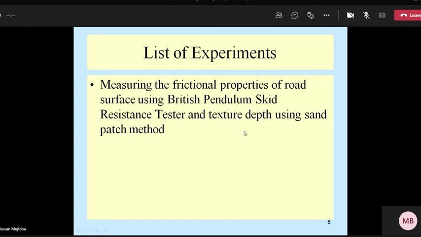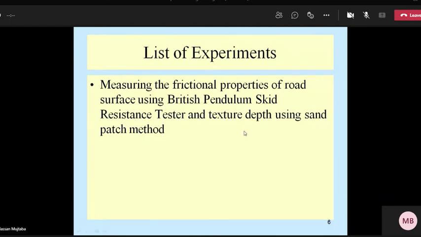Normally at roundabouts, where you apply the brakes frequently, what happens under the influence of the tires? When you apply the brakes, the tire moves over the road surface and polishing of the stone takes place. There is another test, the polished stone value, PSV test. We don't perform that here, but based on it we can find out after how much time the surface of the aggregates gets polished. These frictional properties of the road surface are required.